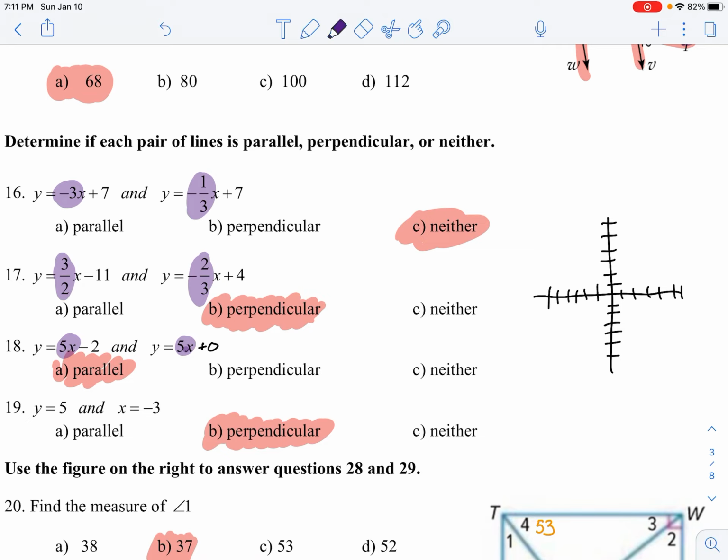The line y equals 5, this first one here, that is a line going through the y-axis at 5. So 1, 2, 3, 4, 5. That would be a line that goes through the y-axis at 5 like that. X equals negative 3 is a line that goes through the x-axis at negative 3. So that one would look something like that. So if you have a perfectly horizontal line that goes through the y-axis and a perfectly vertical line that goes through the x-axis, then that would be two perpendicular lines.